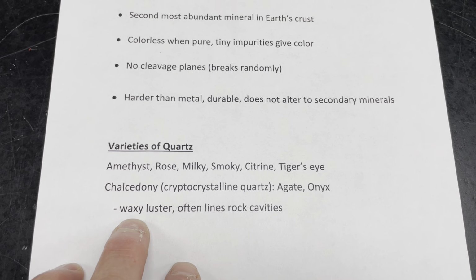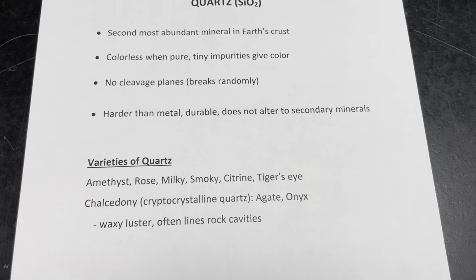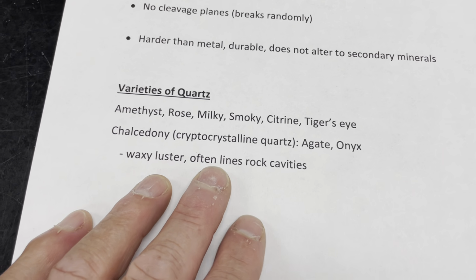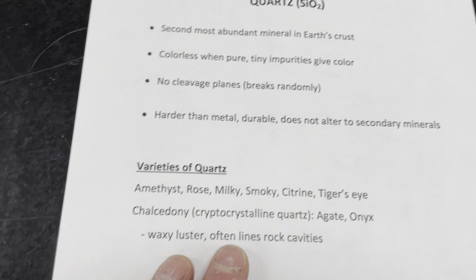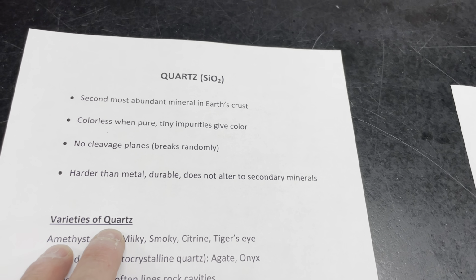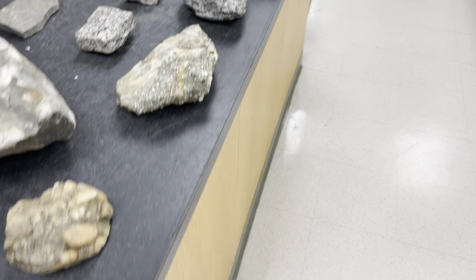And then chalcedony in general kind of has a waxy kind of luster, often kind of lines the inside of rock cavities. This is the type of material you might see inside a geode or lining a thunder egg, which is a filled in geode. We'll talk about some other varieties as well when we talk about rocks. So if you're wondering at this point, well, what about jasper and flint and opal or some of those sorts of things? Those are actually considered either rocks or mineraloids, and so we'll talk about those later.